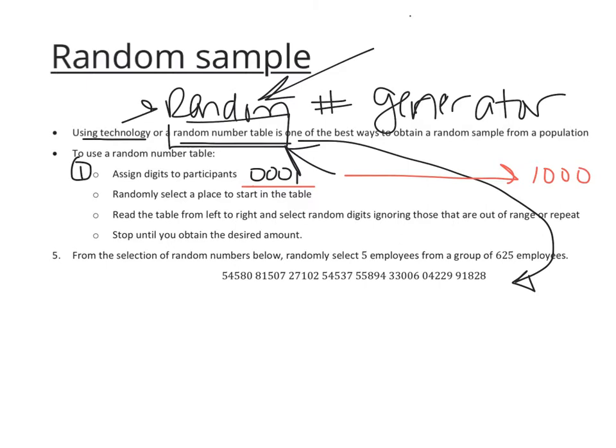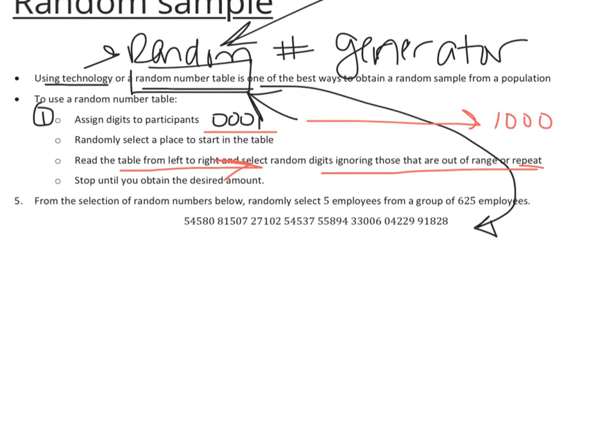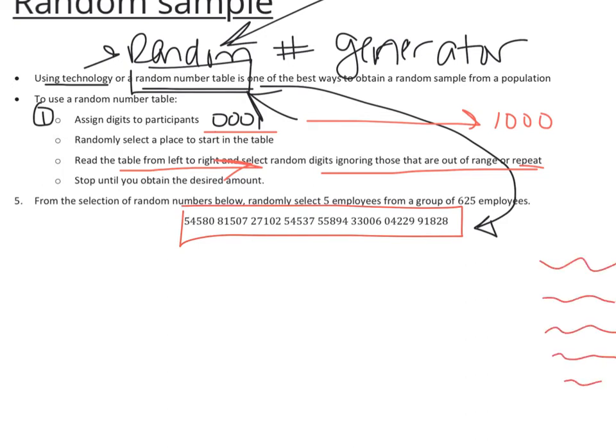Okay, so you first want to assign people digits, then you're going to randomly select a place to start in the table, and you're going to read the table from left to right. And you want to ignore the numbers that are out of range or the ones that repeat. So here's an example. It says from the selection of random numbers. So this is basically a picture of the random number table. You can Google random number tables and you'll see a whole list of numbers, a lot of numbers. But I just selected a small sample of the random number table.